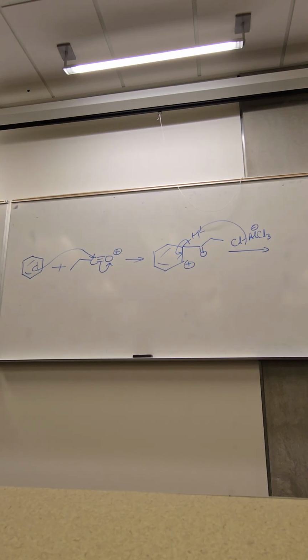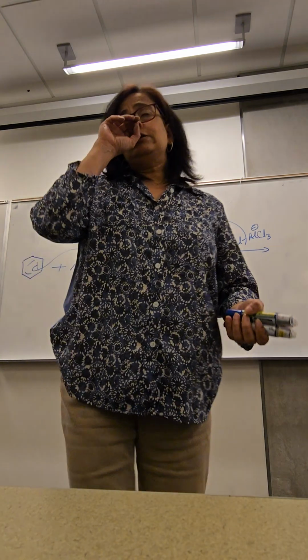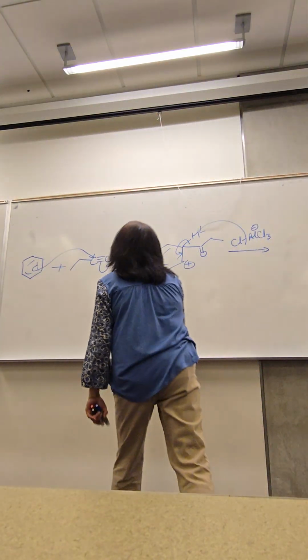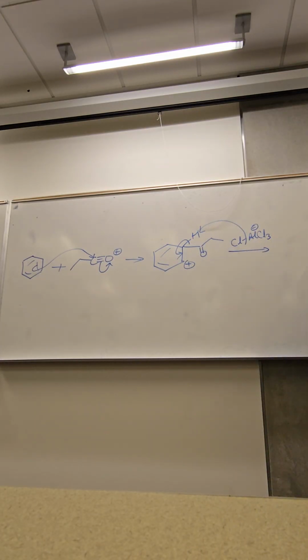But should we show both of them? This is the more stable resonance structure, so most books will use that because it's the more stable one. So when you're writing your sigma complex, you don't necessarily have to write all three. No, you don't have to. Everybody okay? So that is the mechanism for Friedel-Crafts acylation reaction.